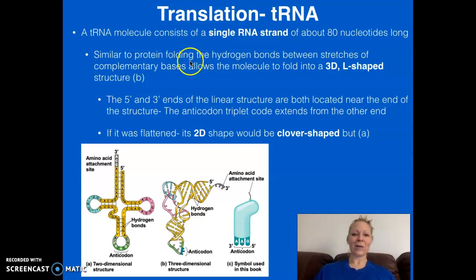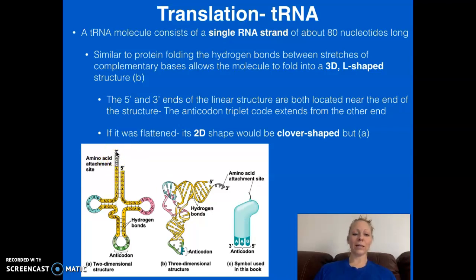And so let's take a closer look at the tRNAs. The tRNAs are a single strand of nucleotides, about 80 nucleotides long. If we look at it in a 2D shape, unfolded, you can see that it looks like a clover sort of, and it's got 3 loops, and the bottom loop is our anticodon. Then we have the 3' and the 5' ends lying next to each other, and the attachment site is on the 3' end.